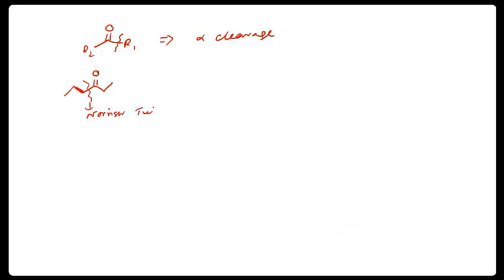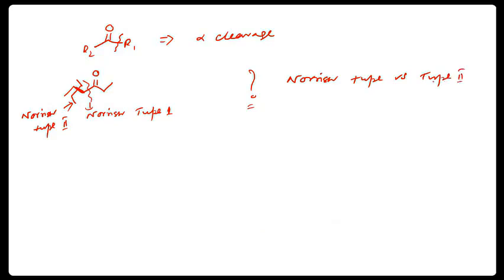So we found that if this bond cleaves, this is Norrish type 1, and if this bond is cleaved, that is Norrish type 2. Now the question will come on Norrish type 1 versus type 2. You have to identify whether the problem is type 1 or type 2. They will ask this kind of thing. I will come to that part later.